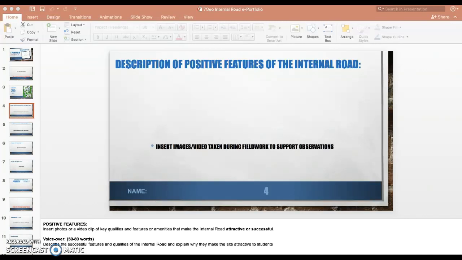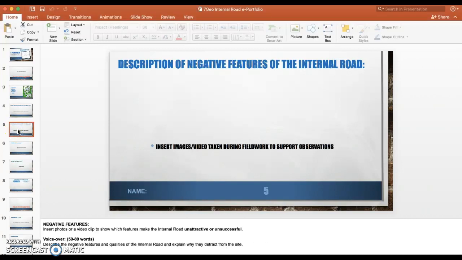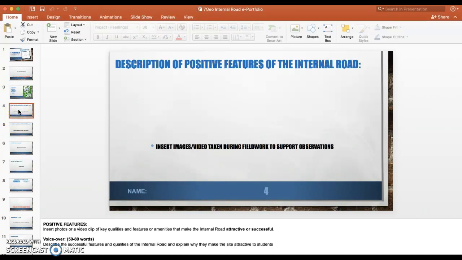All right, I'm going to talk about slide 4 and 5 this time because they link together. One's talking about the positive features of the internal road, and so that's slide 4. Slide 5 is talking about the negative features of the internal road. So they'll both be similar in what you need to do.